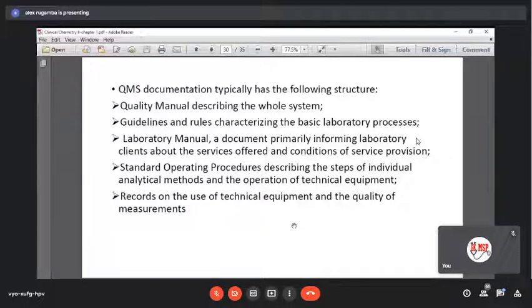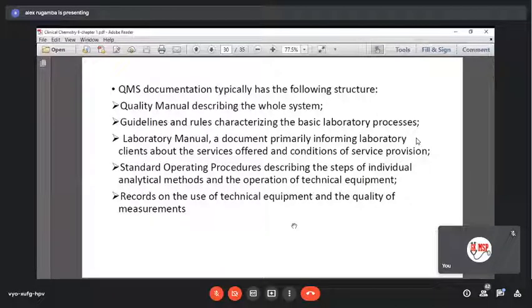SOPs are for every test that we do. Blood sugar has its own SOP, protein has its own SOP, HIV, if you are testing HIV, has its own, coronavirus it has, malaria it has, and all the tests that will be analyzed in the lab should have their own SOPs.